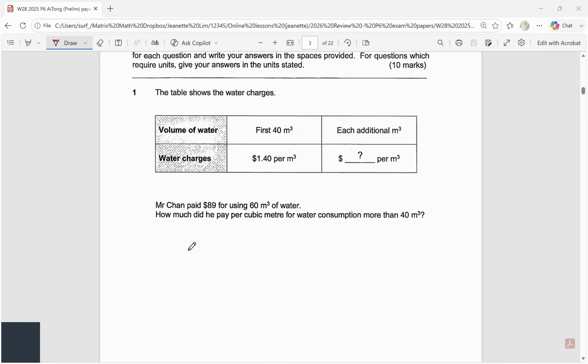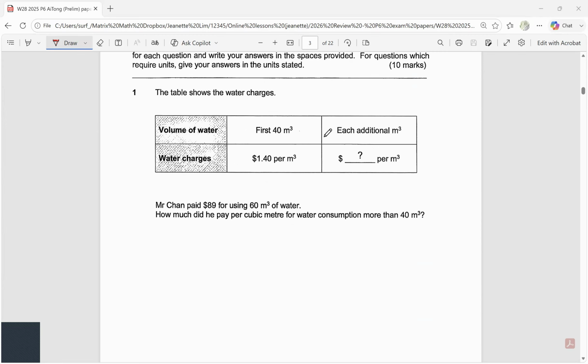Question 1. The table shows the water charges. So Mr. Chan paid $89 for using 60 cubic meters of water. How much did he pay per cubic meter for water consumption more than 40 cubic meters? So in other words, we're trying to find this question mark.